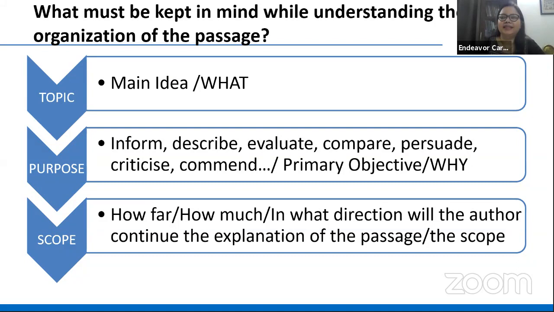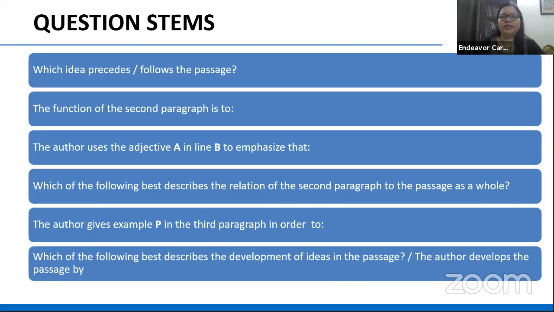These are the things that we will keep in mind while understanding the organization of the passage, okay? Now, what are those question stems? So if I talk of logical structure and related questions, what are these question stems that we are talking about? In what ways can those questions appear?